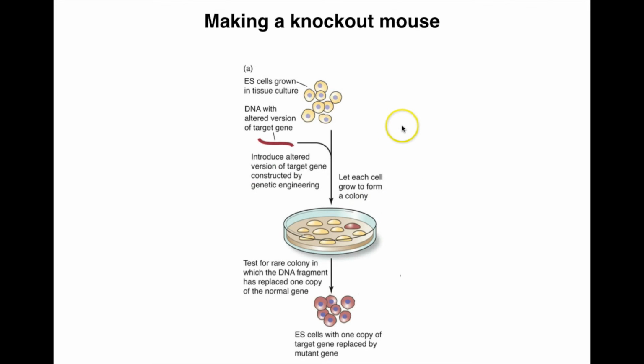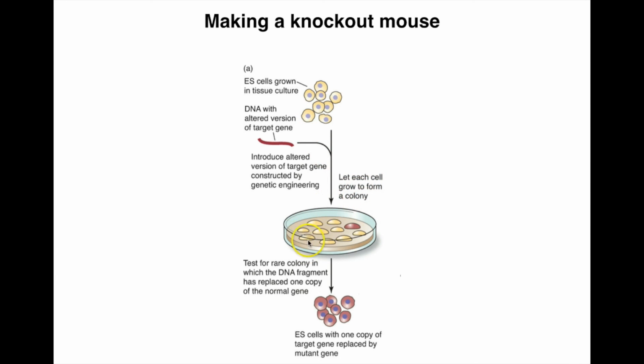So now we've talked about how to change the genetic makeup of our cells based on homologous recombination. Now, how exactly do we use this to make a knockout mouse? It's basically starting the same exact way. We have embryonic stem cells, that's what ES stands for. They're going to be grown in tissue culture, so outside of the animal. We have our DNA with our altered version of the gene, and then we're going to insert our gene into our embryonic stem cells by homologous recombination.